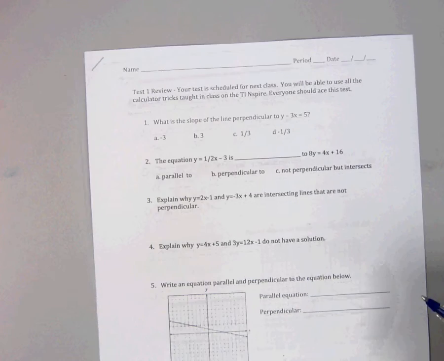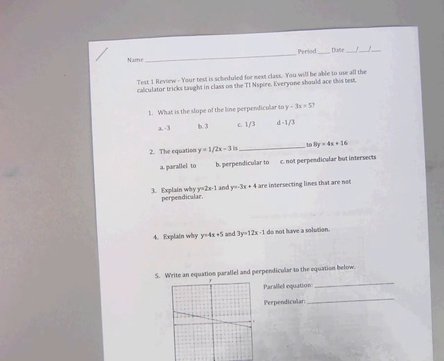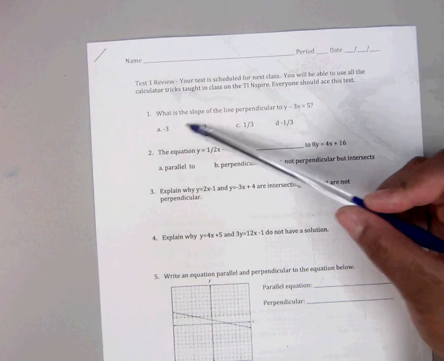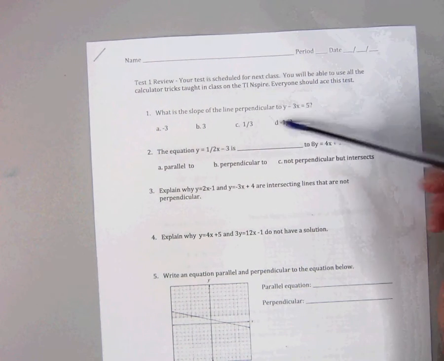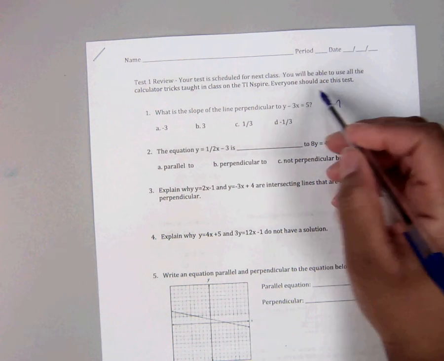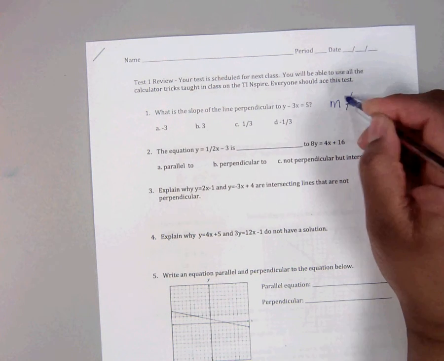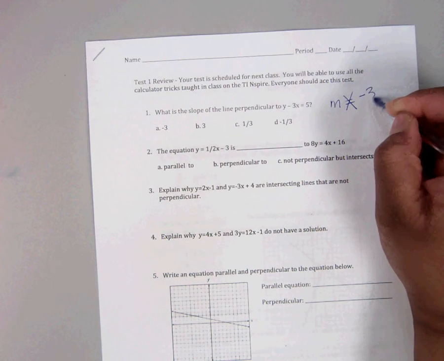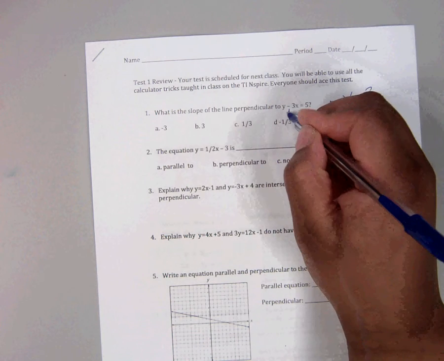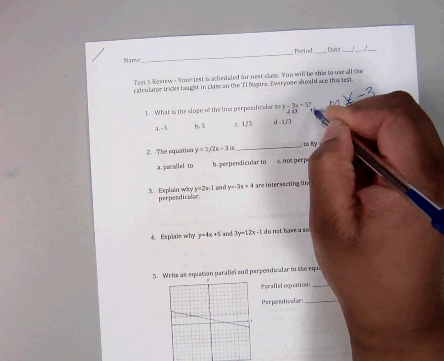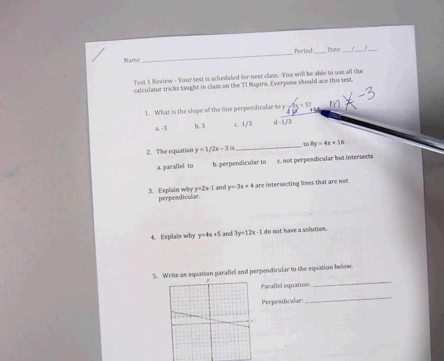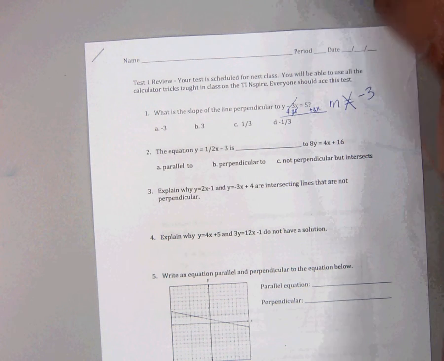So let's get started. I want you to hear me go through it. Number one, what is the slope of the line perpendicular to this? First thing, the slope for this equation is not -3 because this is not solved for y. So you have to add 3x to the other side. And remember, when solving for y, that is not 8. It stays separate. Let me zoom in a little bit.